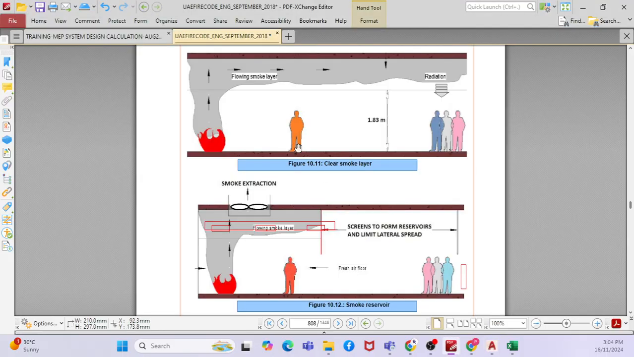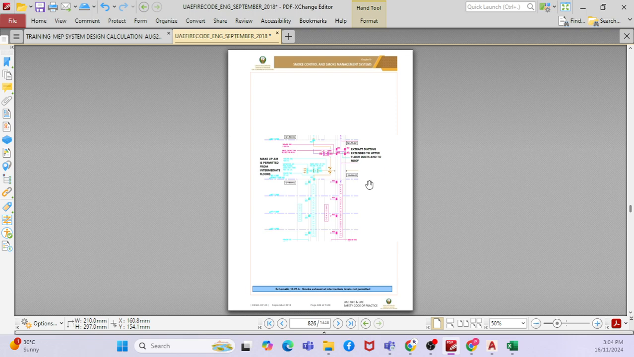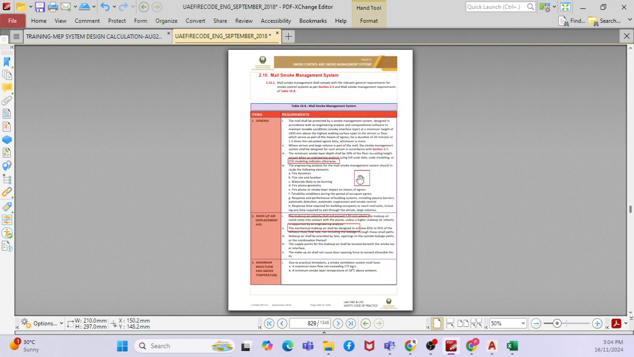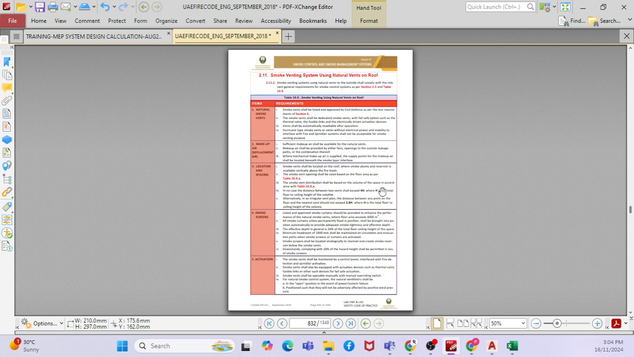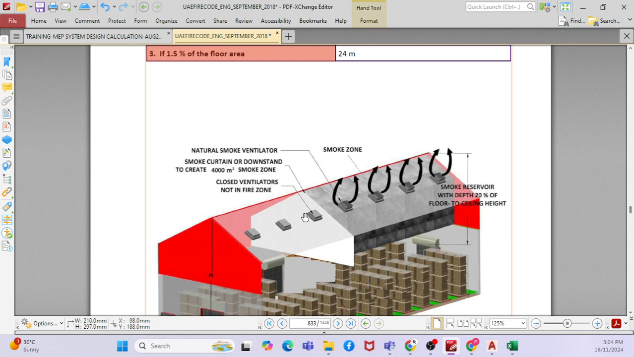If I go to the code here. But when you have that downstand, how will the air actually pass through the downstand to the fan? The fan will extract. Sorry, not the fan, it's an opening. Opening means you have to provide an opening in every zone.